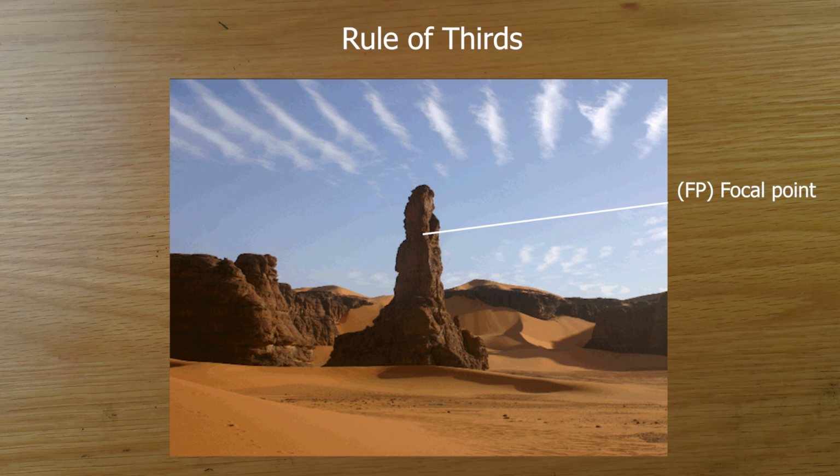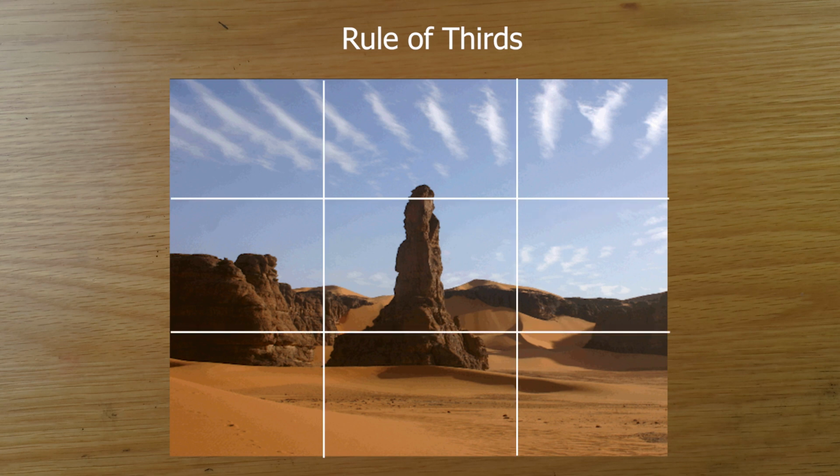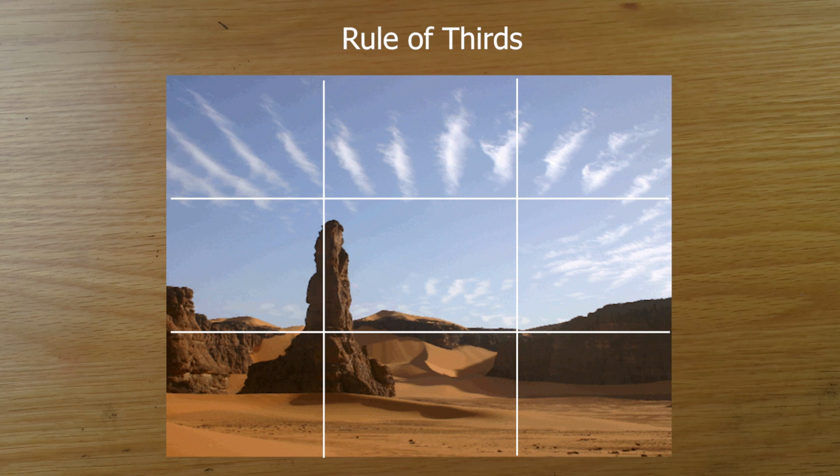If we draw the lines on, so let's draw two lines horizontally and two lines vertically, it's a good idea with the rule of thirds to keep your main object, or your focal point, around those points where the lines meet. So let's see what happens if we shift that rock formation so it lines up with those points in the rule of thirds.